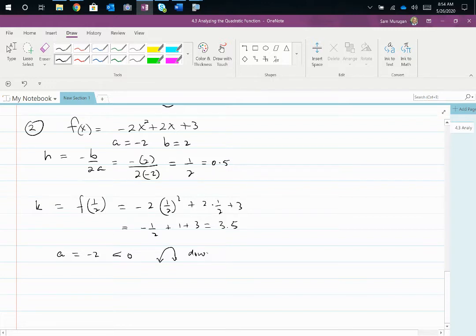Down. The vertex h and k is a maximum point at 0.5 and 3.5.